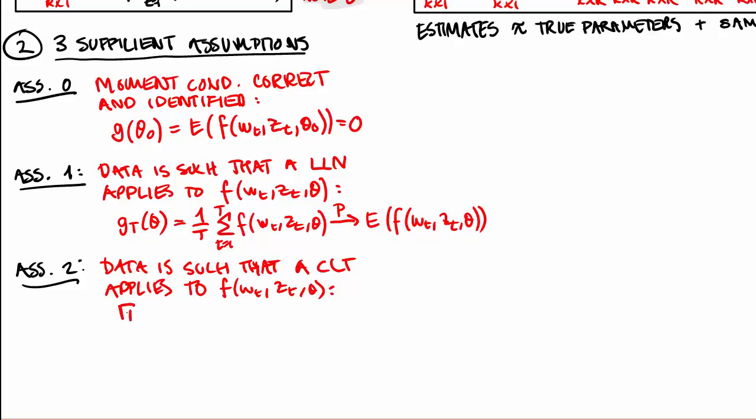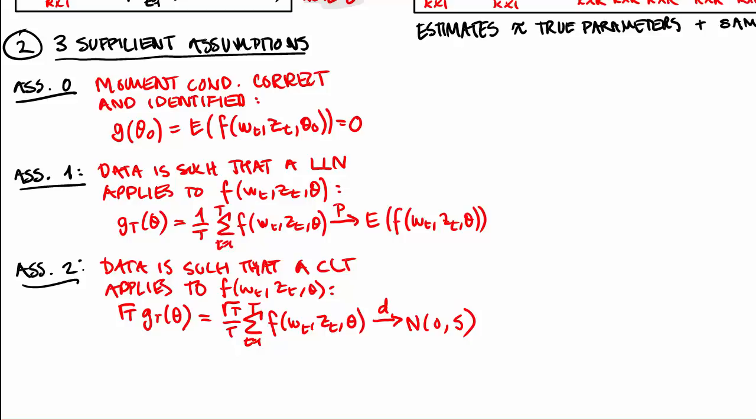This says that the square root of T multiplied by g_T(theta), which is equal to the square root of T divided by T, the sum from t equals 1 to T of f(W_t, Z_t, theta), is going to converge in distribution to a normal distribution with a mean of 0 and an asymptotic variance S. Note that here we have formulated the assumptions directly as an assumption about the function f, and these assumptions can be translated into precise requirements for the data.